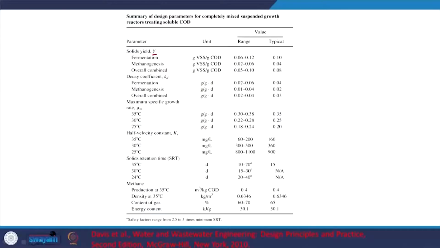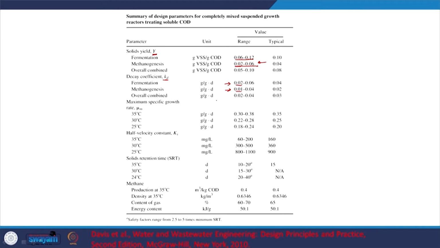So, solids yield, as you can see, for fermentation 0.06, and for methanogenesis, as mentioned, slow growers and such, it is relatively less, 0.02 per gram of COD. Compare that with what you have for fermentation. And the decay coefficient, here we are talking about decay of the volatile suspended solids. Let us see fermentation and again methanogenesis. Again, as you see, this is relatively faster, relatively slower.